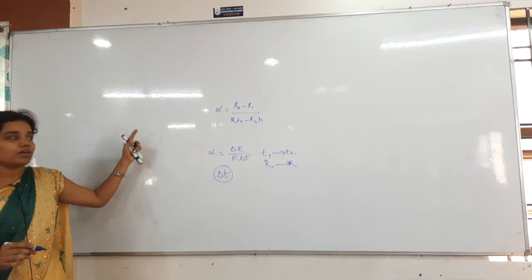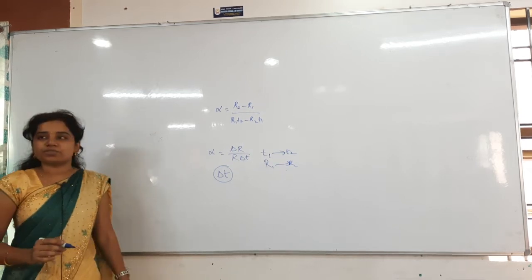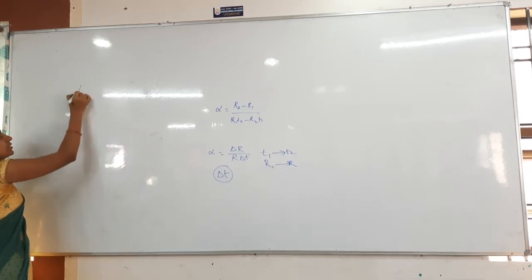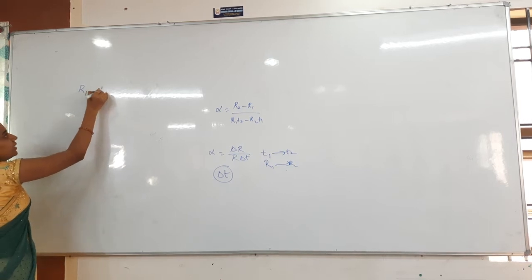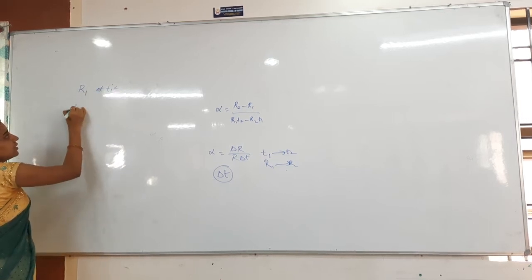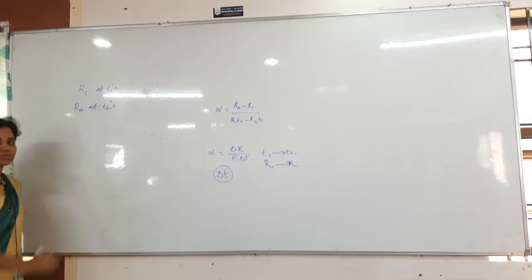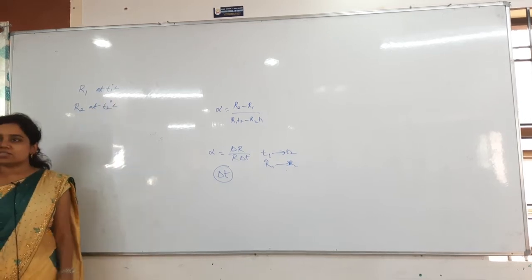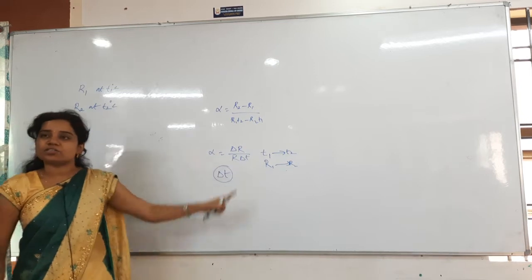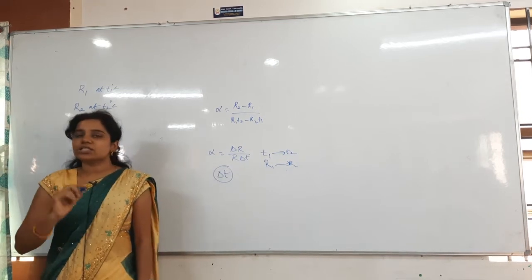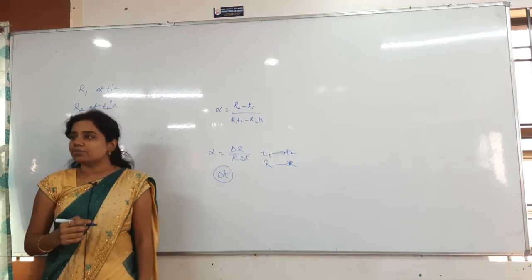Clear? Now, I did not give the initial value. I said only that the resistance of a wire is R1 at temperature T1 degrees Celsius and R2 at temperature T2 degrees Celsius. Did I mention any initial resistance? But here, from where will you start? You will start from 0 degrees. 0 is the initial temperature you will take, and R0 is the initial resistance.